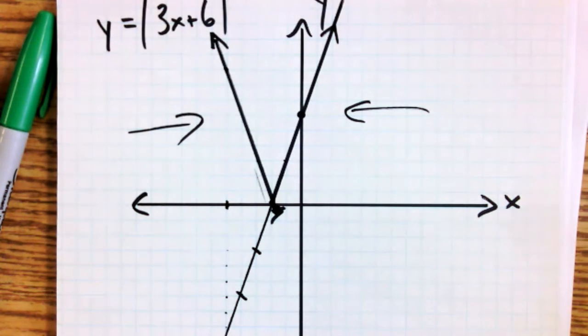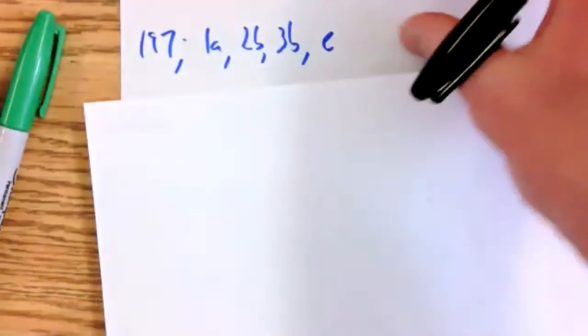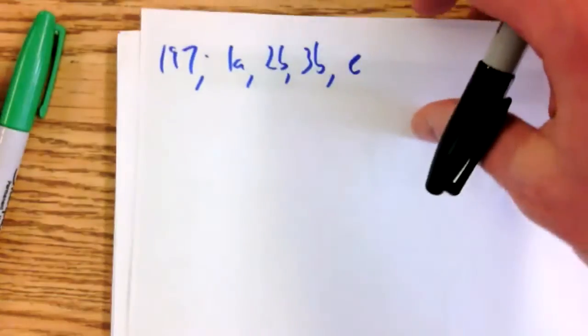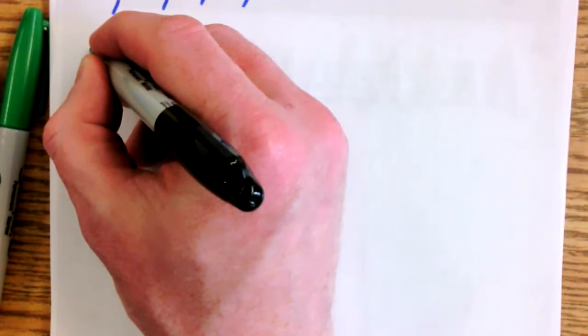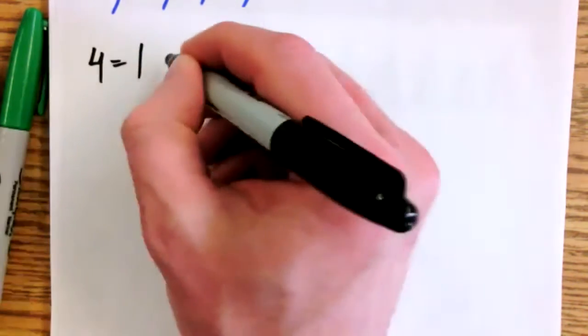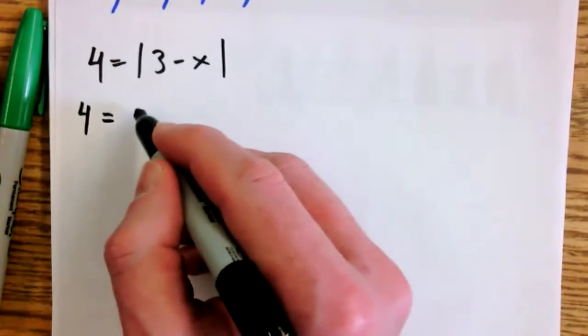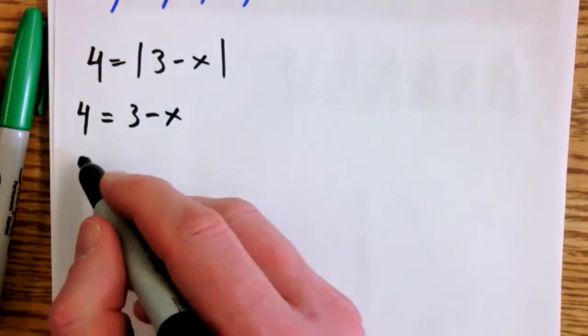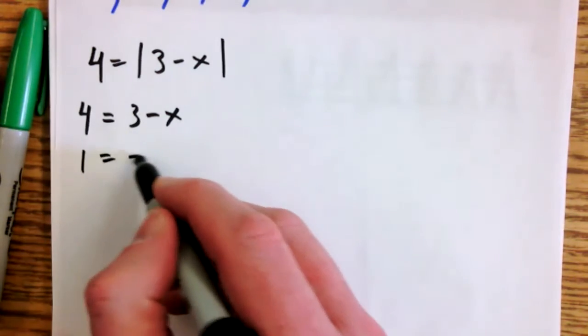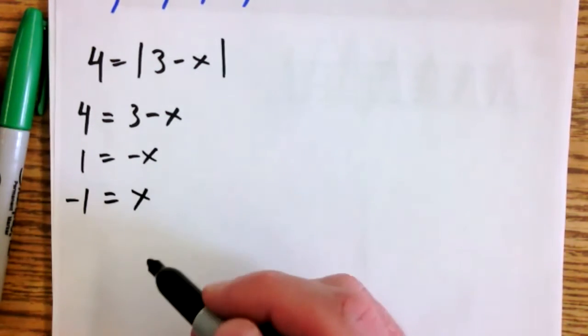You could do 3C from that assignment. 4 equals the absolute value of 3 minus x? Yes, I can do that. All right, so the first thing we'll do is just drop the absolute value symbols. 4 equals 3 minus x. Subtract 3 from both sides. So I've got 1 equals negative x, which means negative 1 equals x.